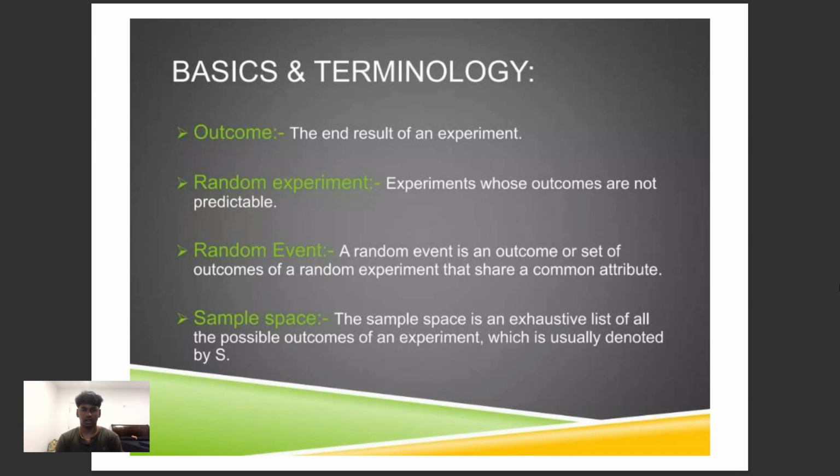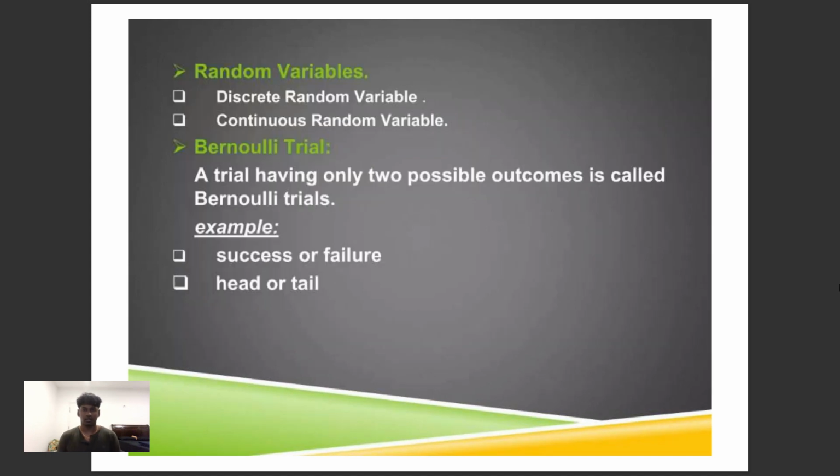Random event. A random event is an outcome or set of outcomes of a random experiment that share a common attribute. Sample space. The sample space is an exhaustive list of all the possible outcomes of an experiment, which is usually denoted by S. Random variables are classified into two types: discrete random variable and continuous random variable.